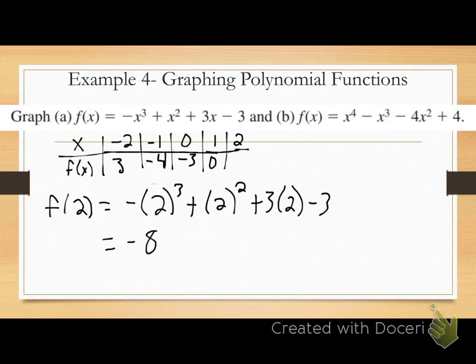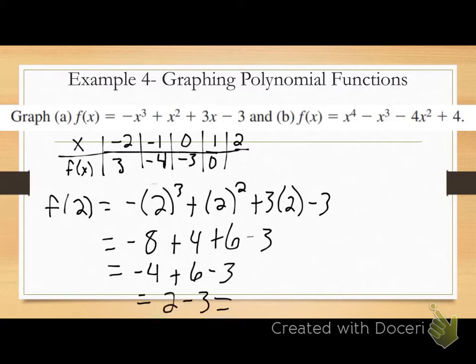That'll give me negative 8 up front, plus 4, plus 6 minus 3. Negative 4 plus 6 minus 3. 2 minus 3, which is negative 1. Everyone good with that? Like I said, you should get quicker doing that, plugging it in your calculator. Make sure you use the correct parentheses, though. Use parentheses when you plug in.